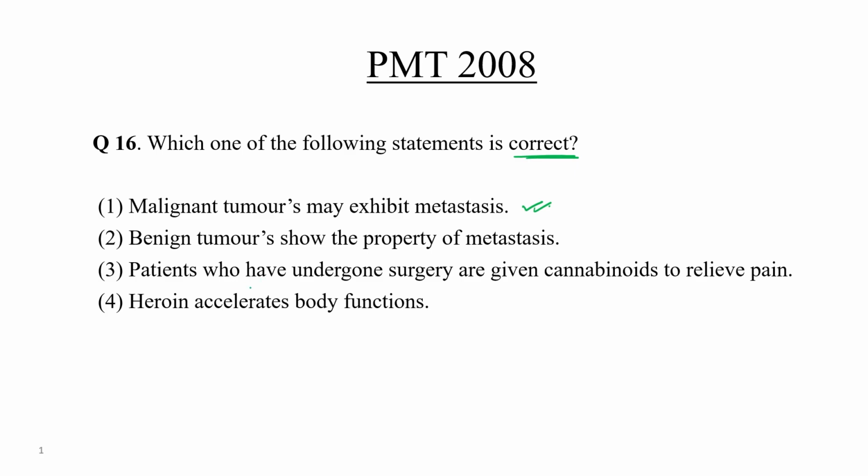Similarly, these two statements are wrong. Patients who have undergone surgery are given cannabinoid to relieve pain. No. Heroin accelerates body function. No. It slows down the body function. So these two statements are also wrong. So what is the correct statement? Choice number 1. Clear? Okay.